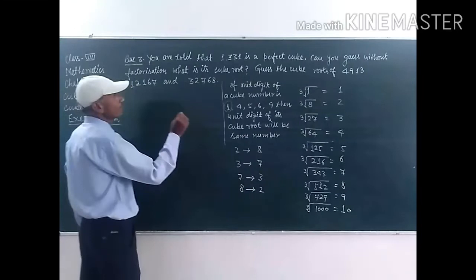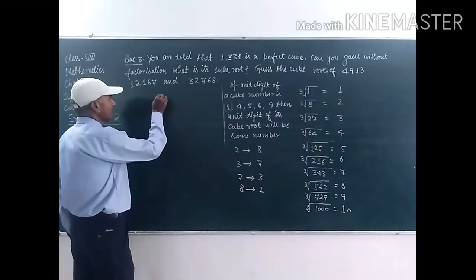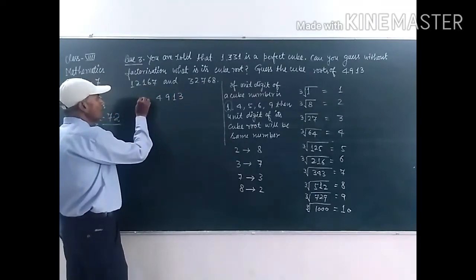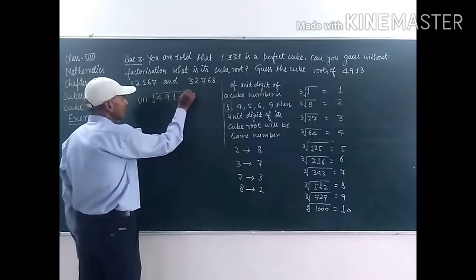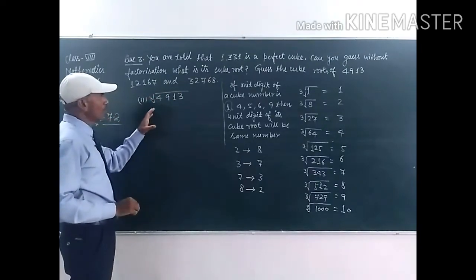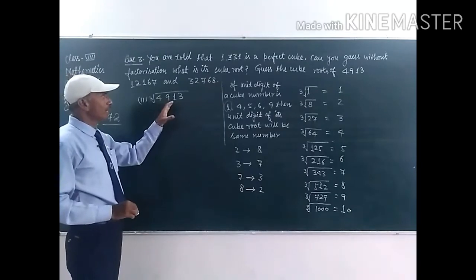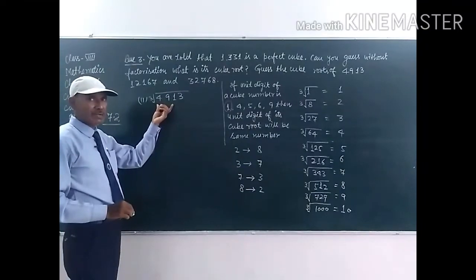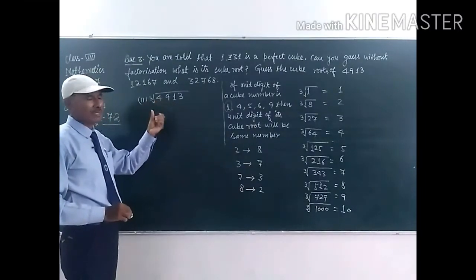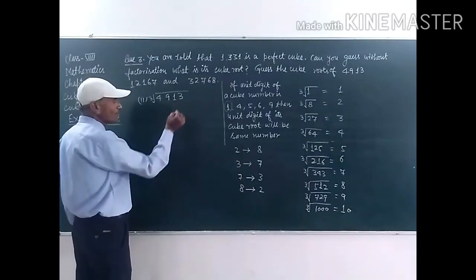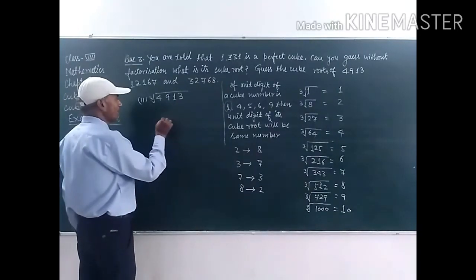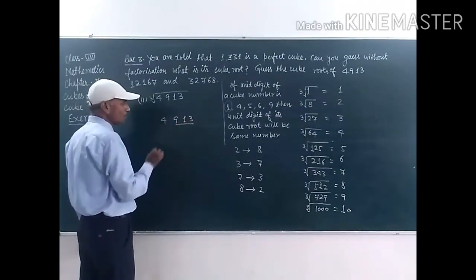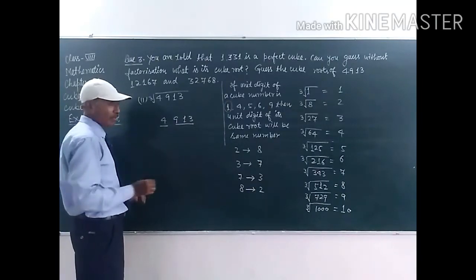Now, we have to solve the second part of this question, student. The second number is 4913. We have to find the cube root of this number, but we have to estimate it. We have to guess what will be the cube root of this number. So, student, make the group of 3 first from rightmost to left. This one is the first group and this one is the second group.